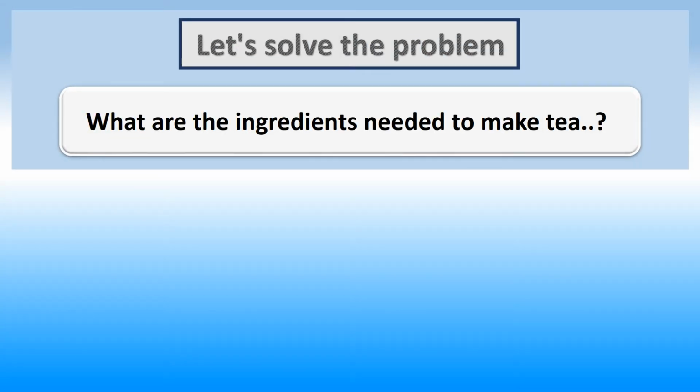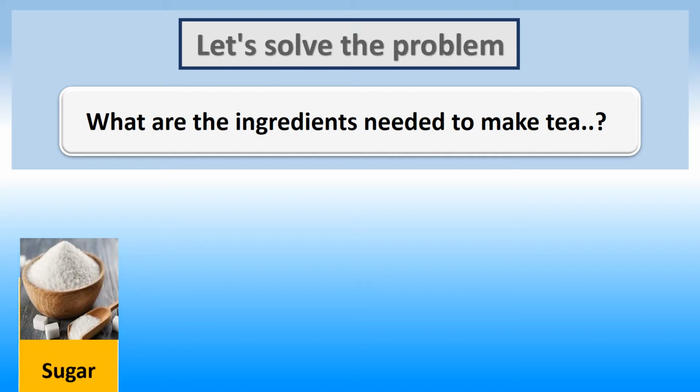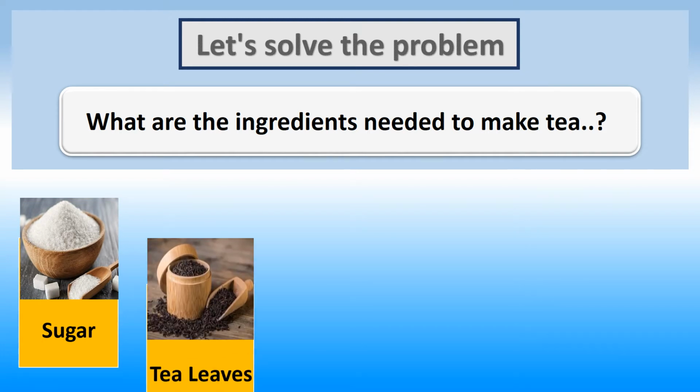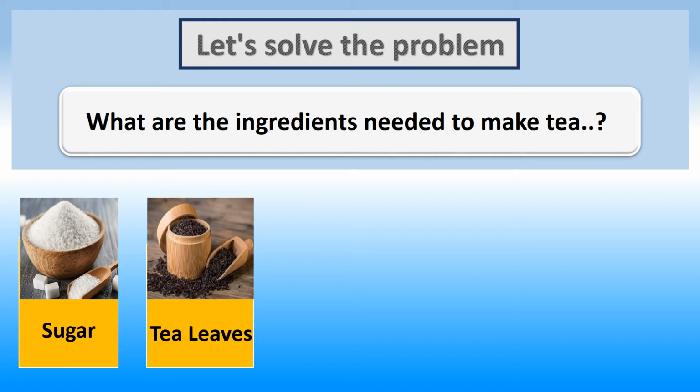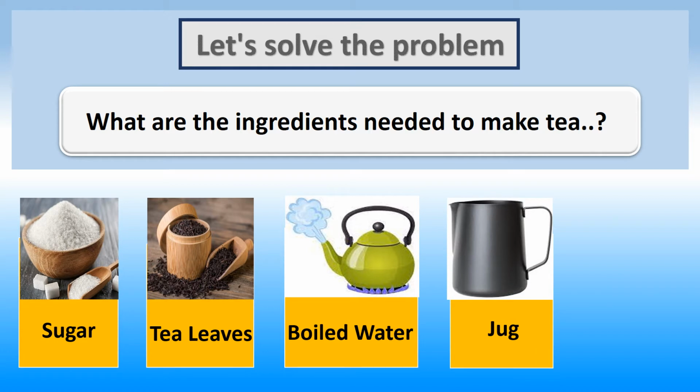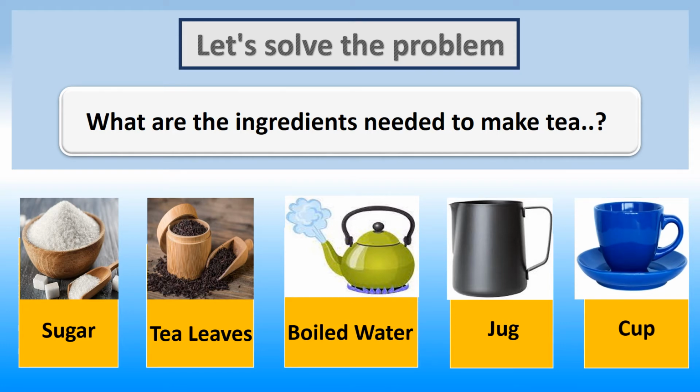Let's see what you need to make tea. You know, you want sugar, also want tea leaves, and you need hot water to pour the tea. And we need a jug to mix it all up. We need a cup of tea to serve.